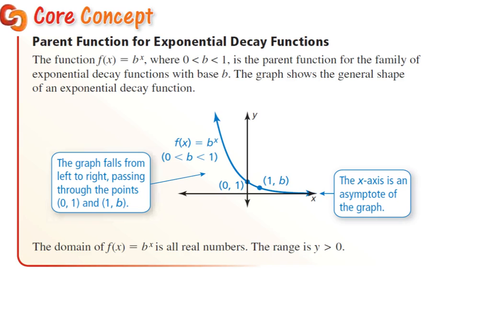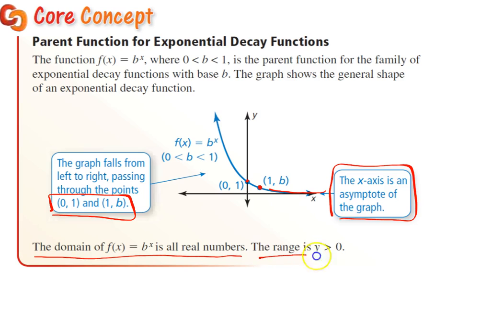So we notice here that the x-axis is still an asymptote, isn't it? But it looks like it's approaching it over here as x gets positive instead of on the other one where it was as x got negative. Are these 2 points still on our curve? Yeah, 0, 1, and 1, b. Did our domain change? Nope, the domain can still be all real numbers. Did the range change? Nope, it's still all the y's that are greater than 0. The main difference is instead of growing really quickly, this is decaying. It's shrinking really quickly.